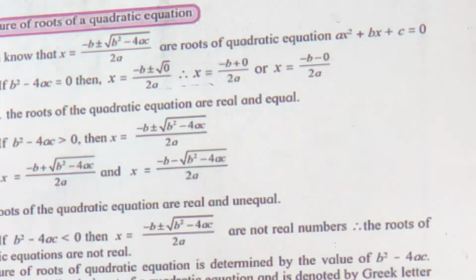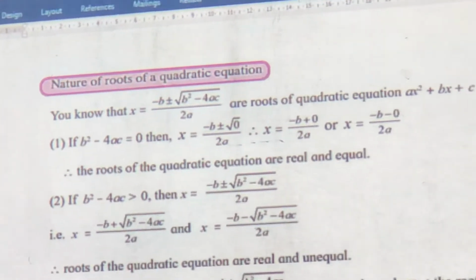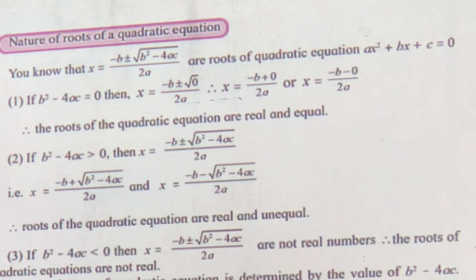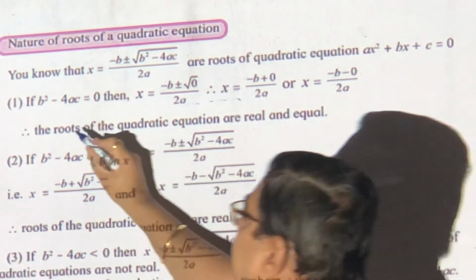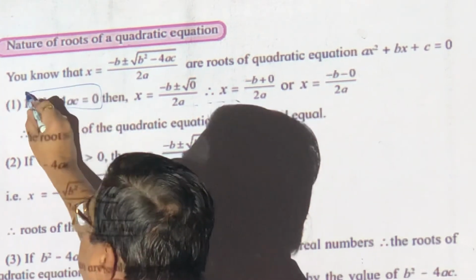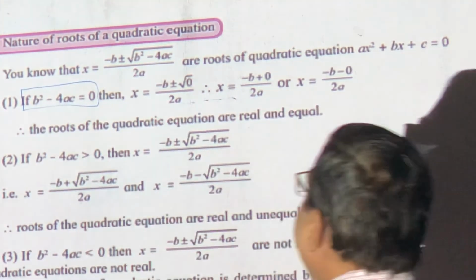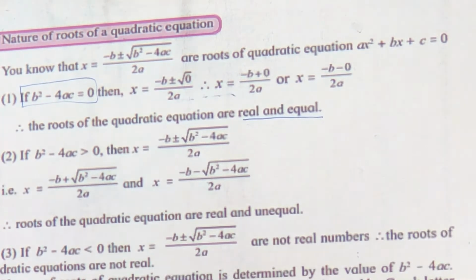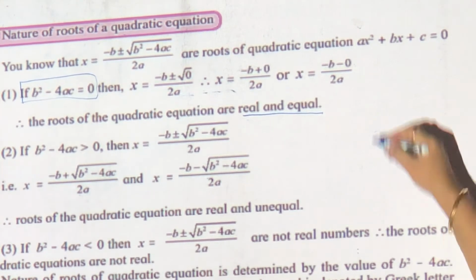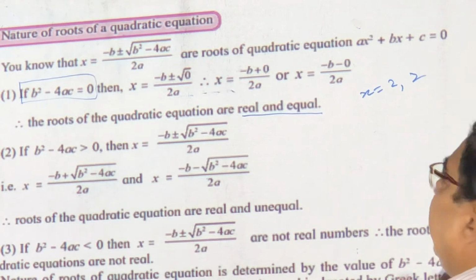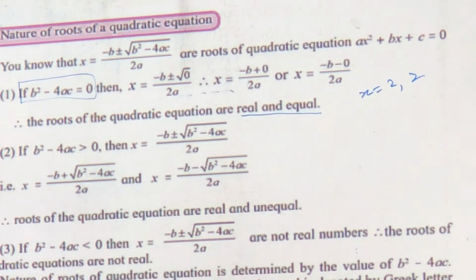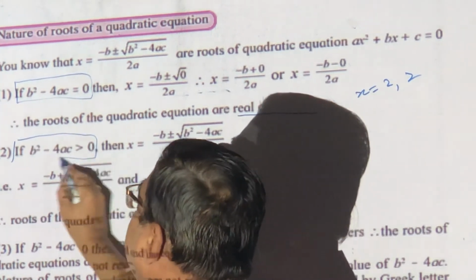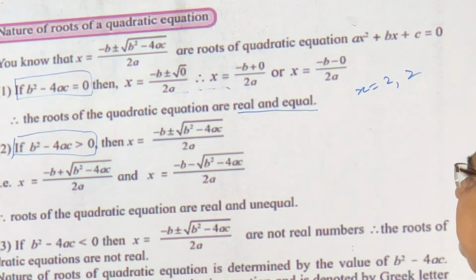Now, what is the nature of roots? My discriminant, why am I calling him discriminant? Why am I giving him such a dirty name? If b square minus 4ac is equal to 0, then I will get two answers which are equal. Equal. So, x is equal to 2, comma 2, for example.